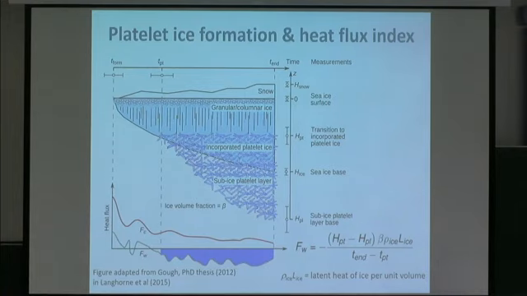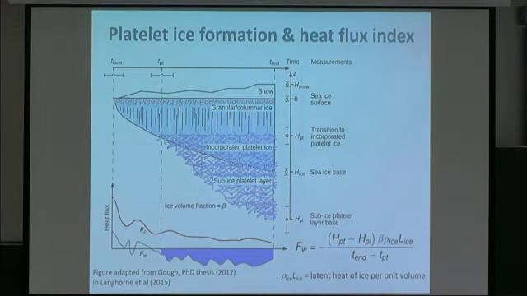Now, when these platelet ice crystals start to appear, what we have is effectively a heat loss to the ocean. And that's what's quantified here.